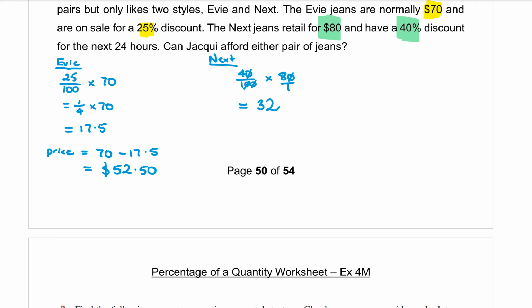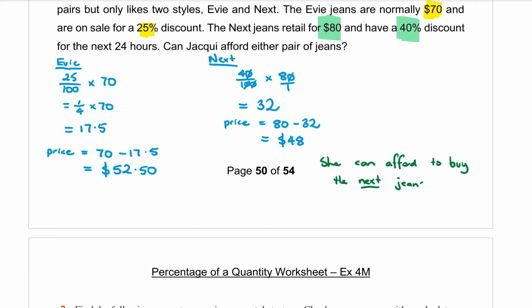So she gets a saving of $32 on those jeans. That means that the price for those jeans, they started out at $80 and she gets a $32 discount, which means that she would pay $48 for those jeans. That means she can afford to buy them. She can afford to buy the Next jeans. And that's it.